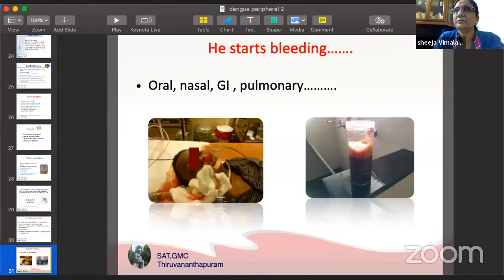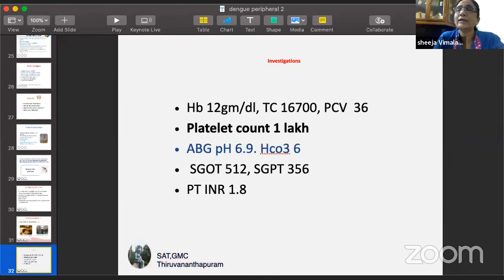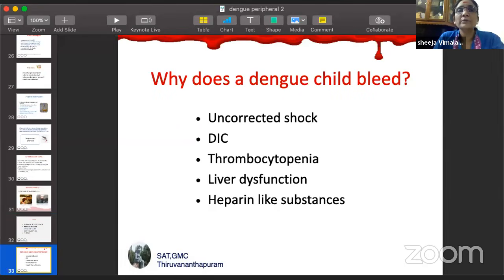Now, why did this child bleed? His hemoglobin was 12. His platelet count was 1 lakh. But his blood gas was showing a pH of 6.9 with a bicarbonate of 6, with a PTINR of 1.8. So the cause of bleed here was not thrombocytopenia, but the cause of bleed was uncorrected shock. So that we need to remember. Remember, why does a child in dengue bleed? It is because of uncorrected shock, disseminated intravascular coagulation, liver dysfunction, thrombocytopenia, and also release of heparin-like substances from the capillary endothelium.